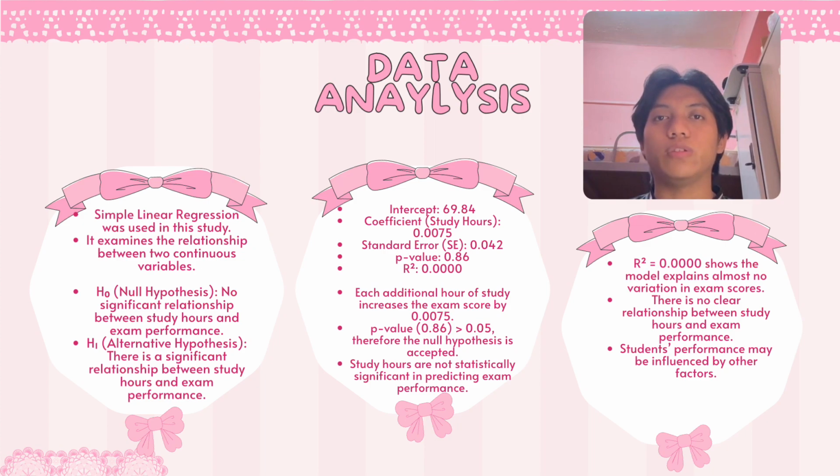So, in conclusion, the R2 value of 0.0000 shows that the regression model explains almost none of the variation in exam scores. This indicates that there is no clear relationship between study hours and exam performance. Therefore, students' performance may be influenced by other factors besides study hours.